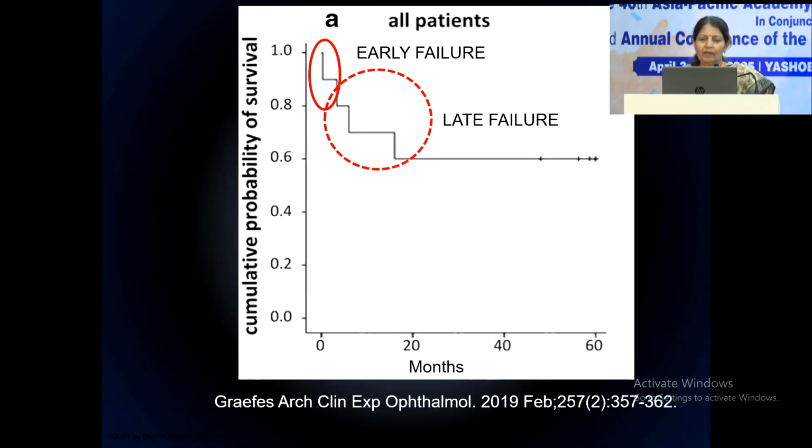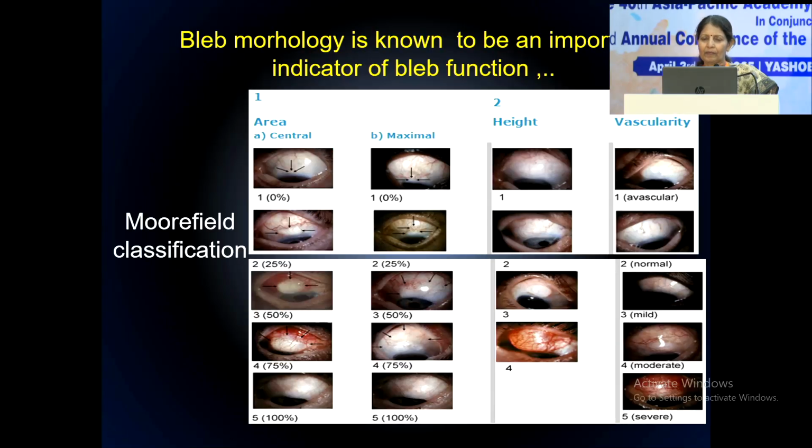This graph is showing you that in the initial first 2 to 3 months, there is a chance of failure, and eventually after 6 months, it becomes stabilized. So whatever failure there is, it happens in the early phase.